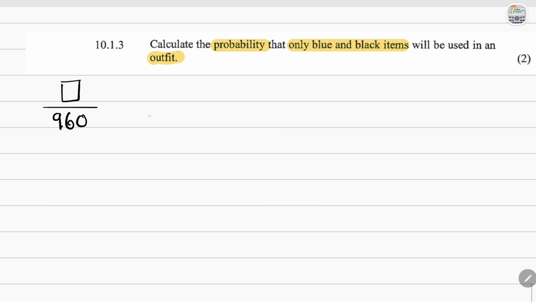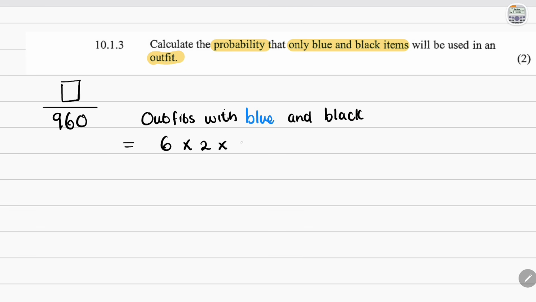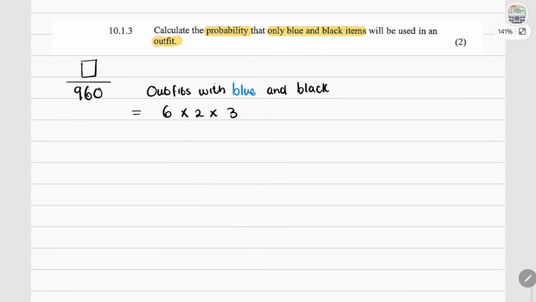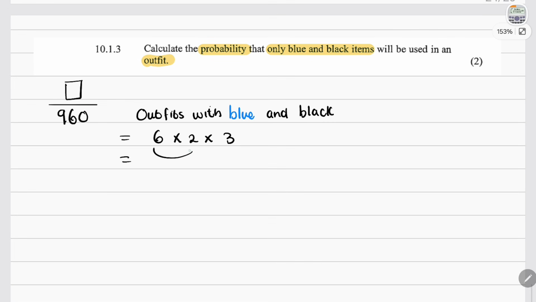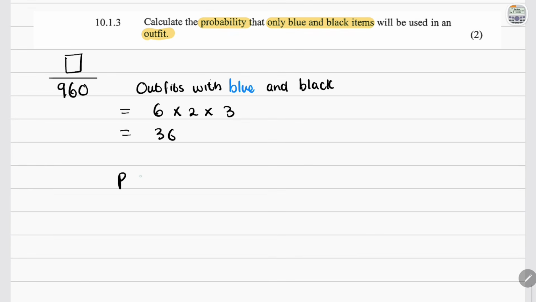So let's just get the outfits first with only blue and black. This is just going to be 6 times 2, and then he had 3 blue shirts. So this is finally equal to, that's just going to give us 12, and then 12 times 3 is 36. So finally, the probability of outfits with only blue and black. I mean, you could have just said blue and black. It's not a problem.